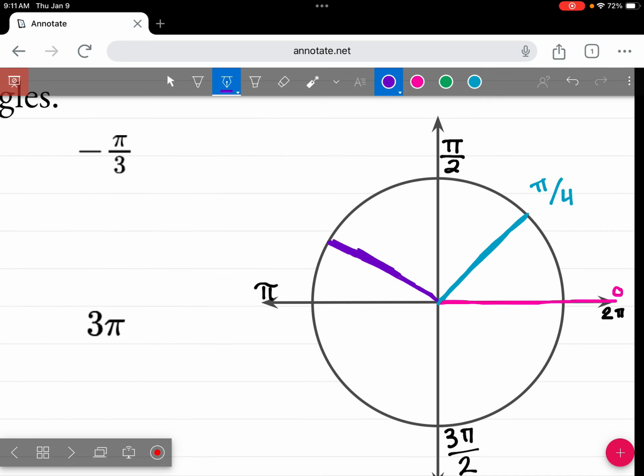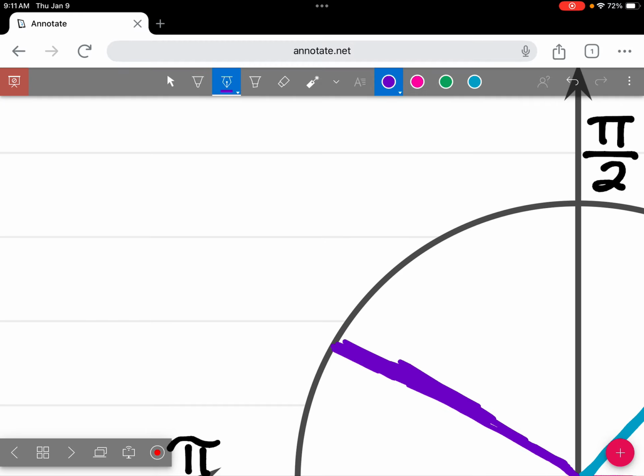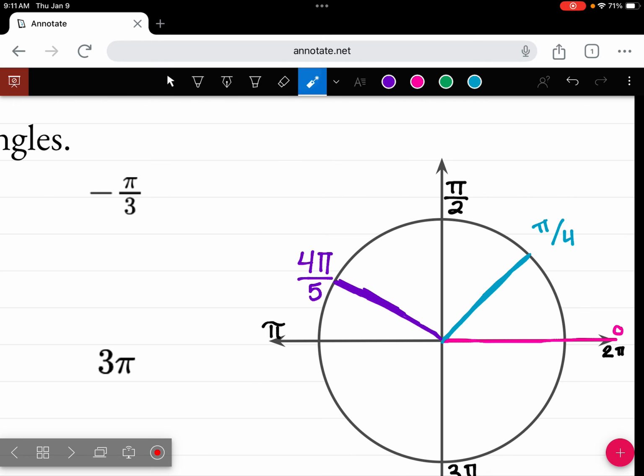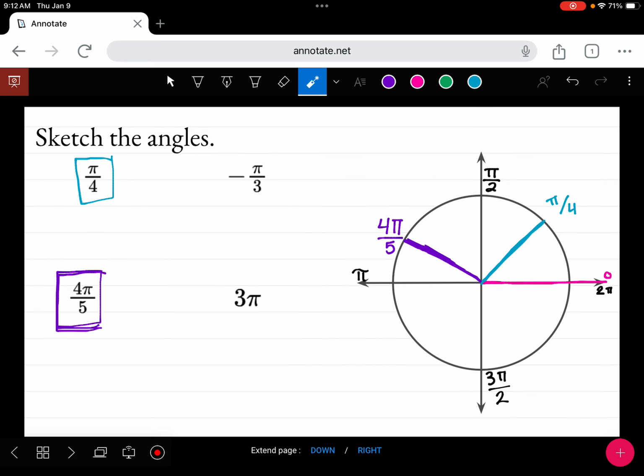So this would be our... Is 4 over 5 more than 1? There we go. If it was 6 pi over 5, it would be down here, because we always start from here and we count up because we're positives on these ones.